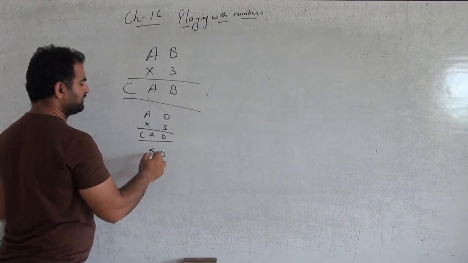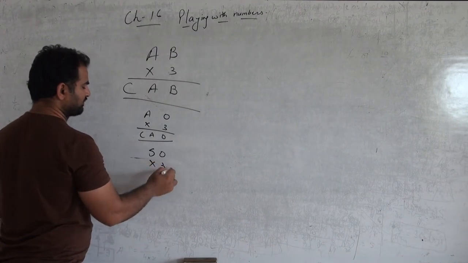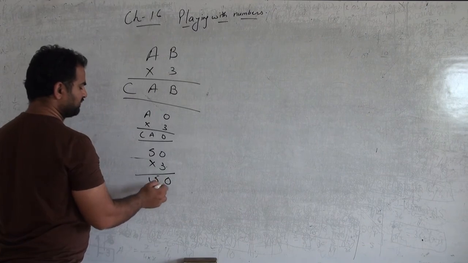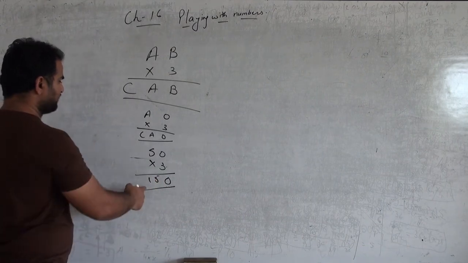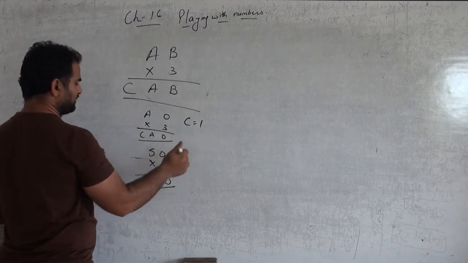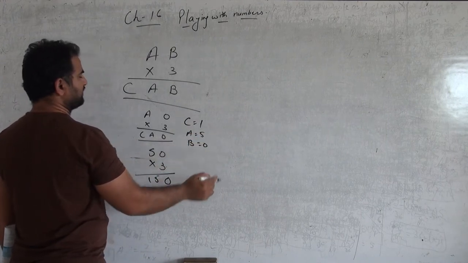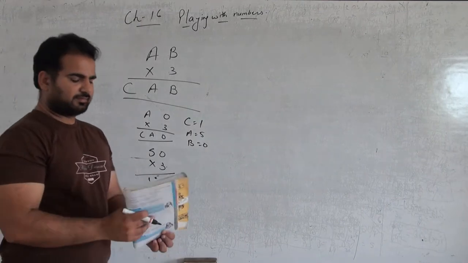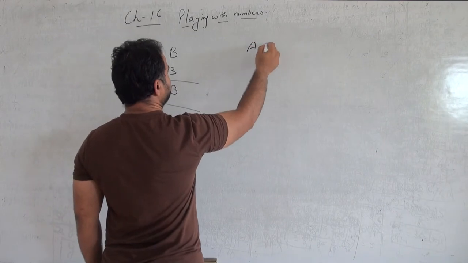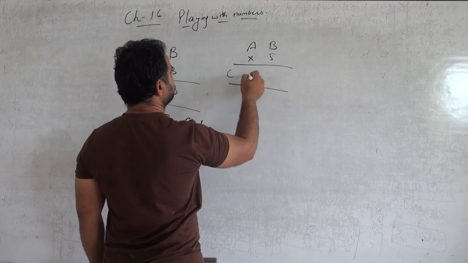So 50 multiplied by 3 gives 150, 3 5s are 15, 1. Then C equals 1, A equals 5 and B equals 0. Next, AB into 5 equals CAB. AB multiplied by 5 gives CAB.